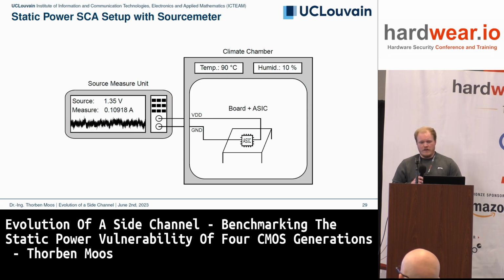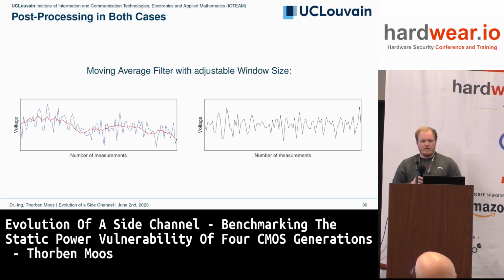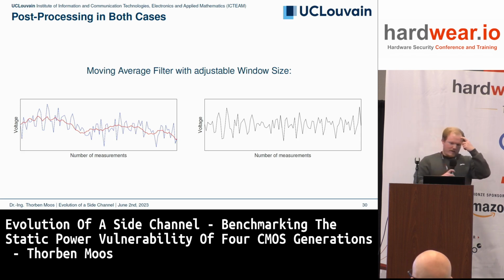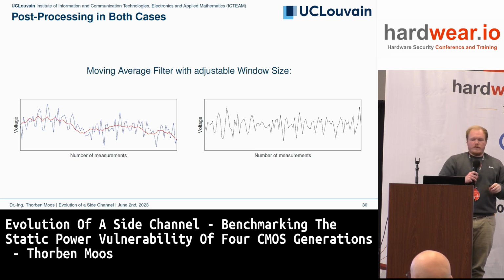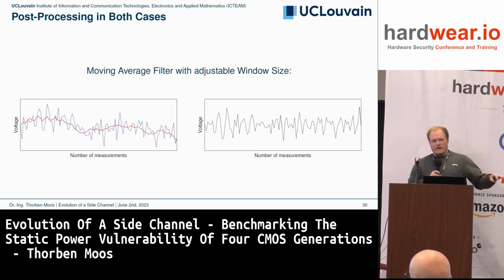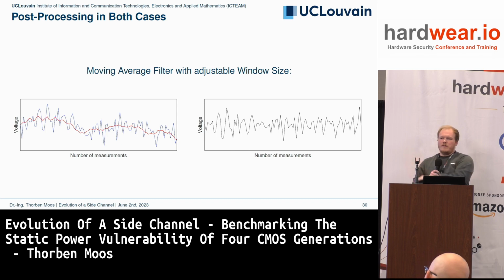This is the schematic of that cell. Now what you need in both cases is a moving average filter with some adjustable window size. You will see that over time, so this is many measurements. This is not one measurement. This is many measurements plotted. Each of them is only a single value. And over time, you have some low frequency noise because even in the climate chamber, the temperature is not perfectly stable. And these small variations you still see going up and down. So you will need to remove that artificially by post-processing.